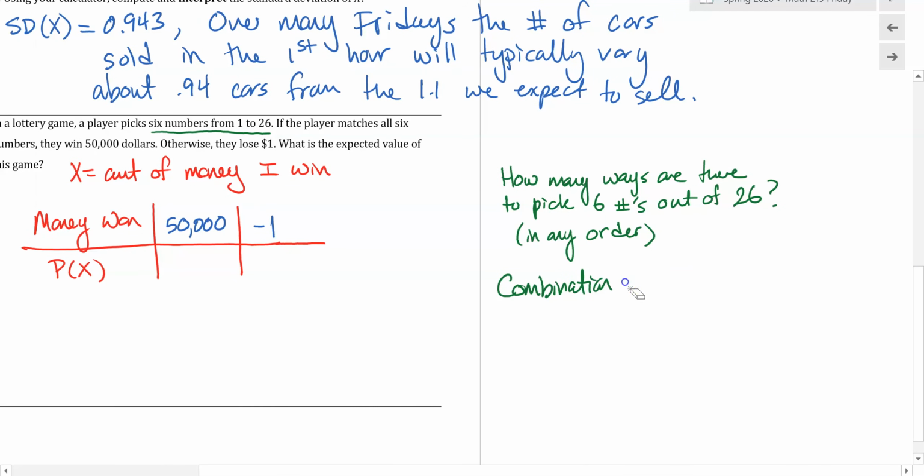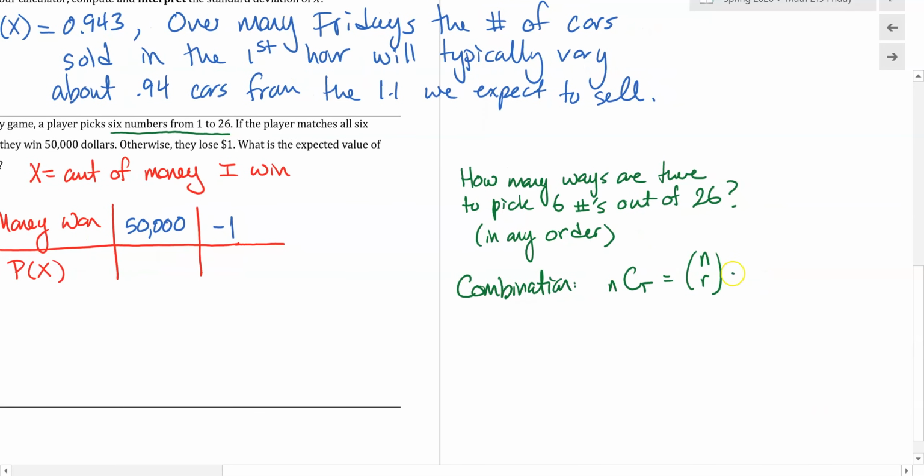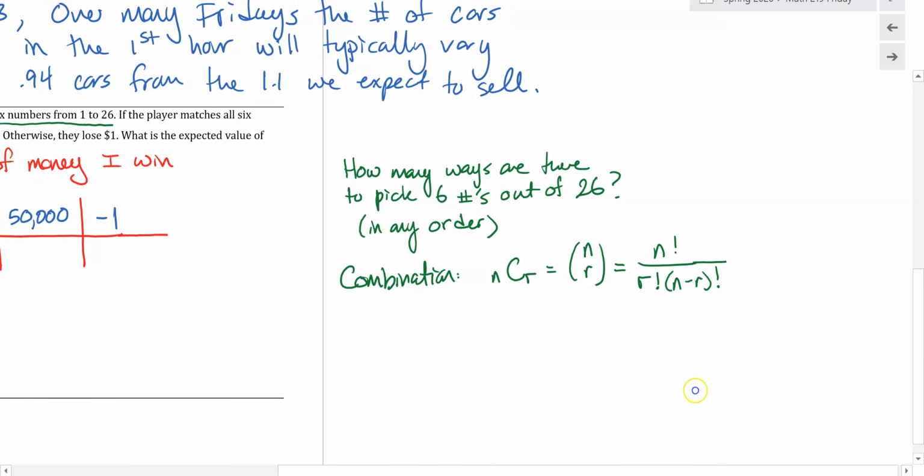So one way you're going to see it written is this way. You're going to see n choose r. That's a common way to write it. You also might see it this way, and you read it the same, n choose r. Okay, and here's the formula for it. It's n factorial over r factorial times n minus r factorial. That's the formula for it.